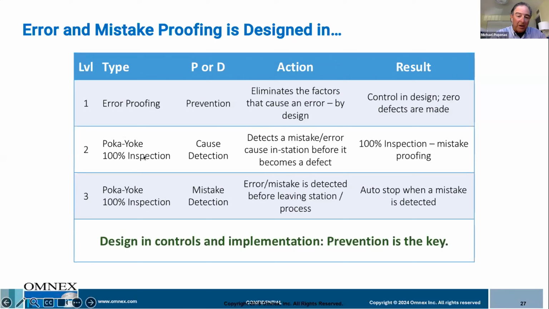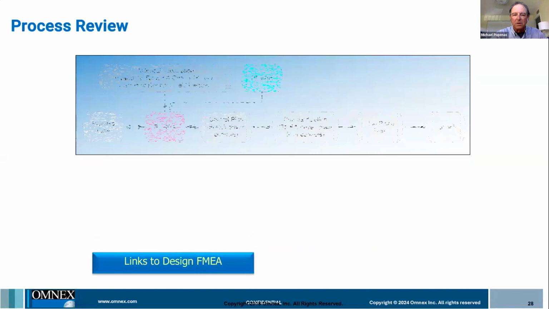Now, the next piece, level 2, we call Poka-yoke 100% inspection. Yeah, it's detection and it's about mistakes and errors, 100% inspection. We want to try to stay out of this as much as possible by designing things in. Level 3, Poka-yoke, mistake detection. What can we do to make the possibility of a defect caused by an error obvious, so we can deal with it before it gets even worse?